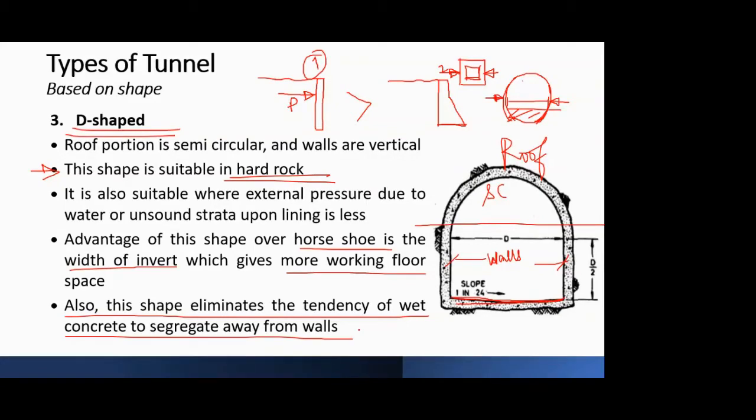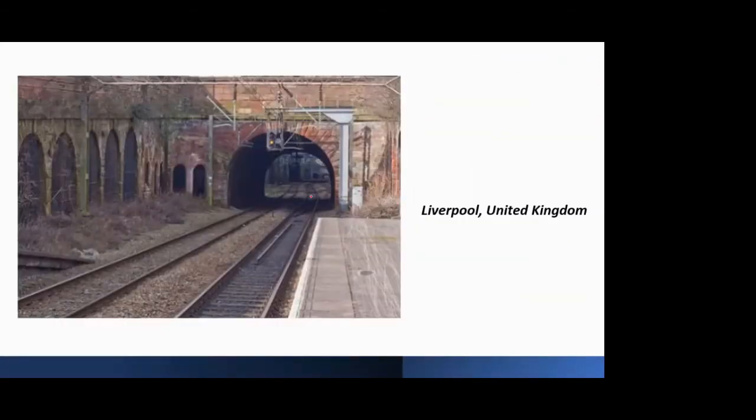So your circular and horseshoe shapes will give a chance for the concrete to segregate, and that is not going to be the case in a D-shaped tunnel. This is another example of a D-shaped tunnel. I have taken it from a railway engineering site. It's a tunnel in Liverpool, United Kingdom. It's an old tunnel, and you can see it's perfectly a D shape with some arches on the top.